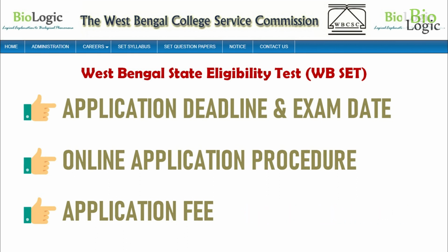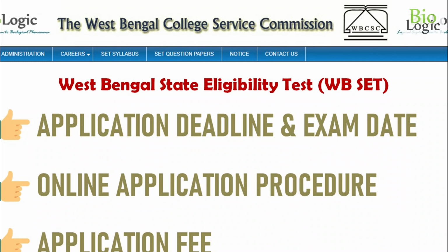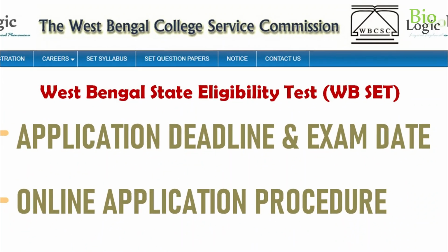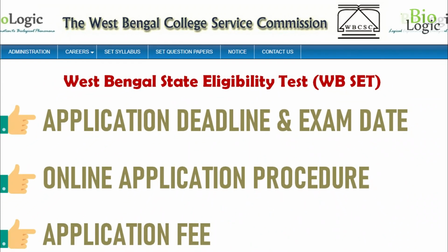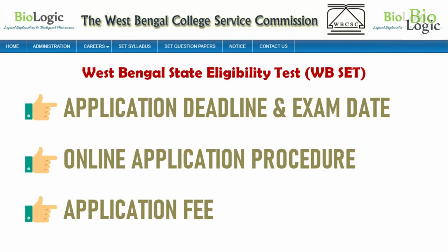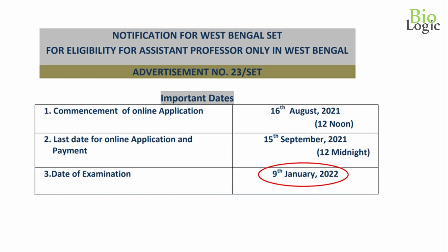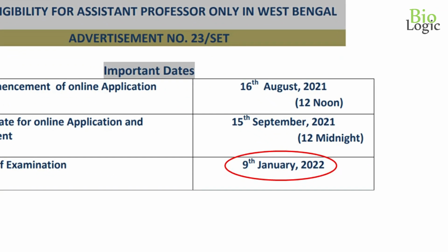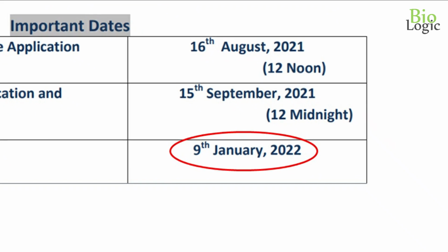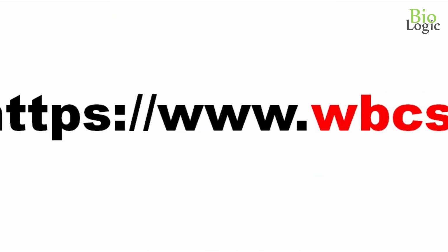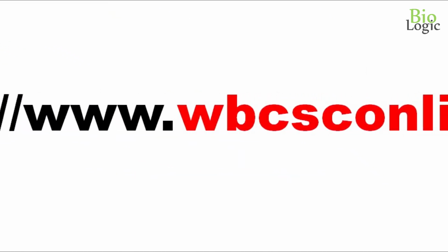In today's video, I am going to explain the step-by-step online application procedure for the WB SET examination along with a few other details. The online application has already started from 16th August 2021, and the deadline for form fill-up and payment is 15th September 2021, and the examination date is 9 January 2022. So without wasting much time, let's start with the online application procedure.